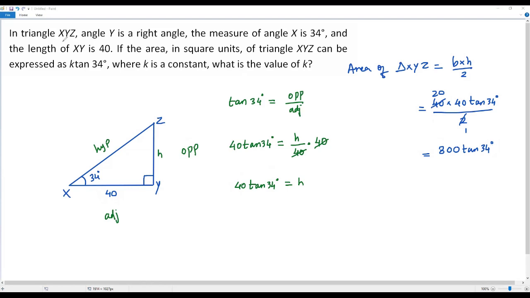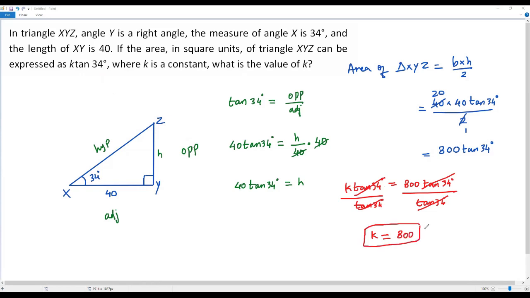Already we have the area for the triangle XYZ in the given information, that is K times tangent 34 degrees. Both of them represent the same thing, the area of triangle XYZ. We can equate them, that is K times tangent 34 degrees equals 800 times tangent 34 degrees. Now let me divide both sides of this equation by tangent 34 degrees. When I do so, tangent 34 degrees will cancel out on both sides. I am getting K on the left side. On the right side, we have 800. Here I got the value of K. Its value is 800.